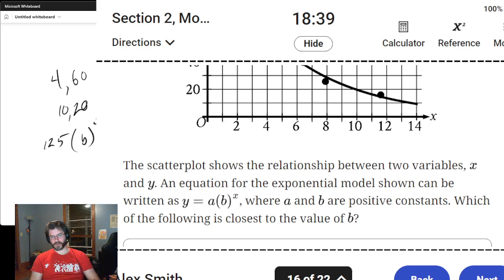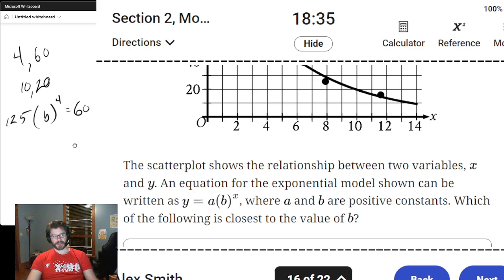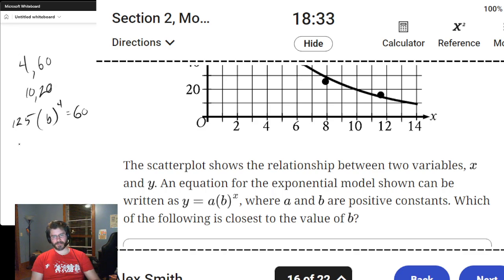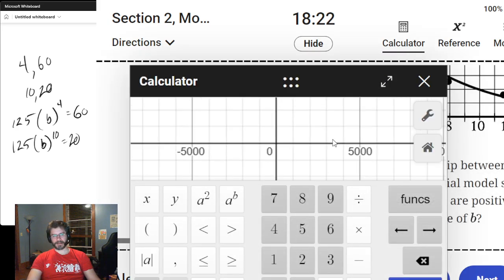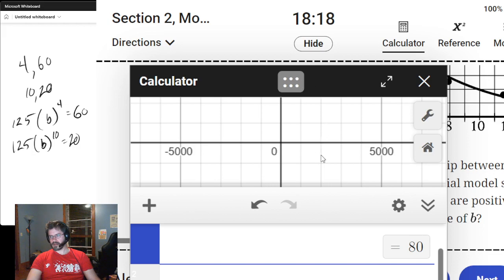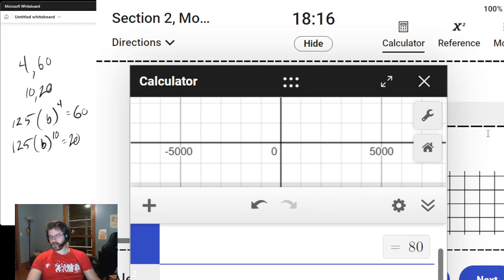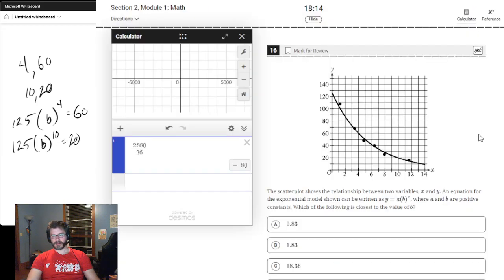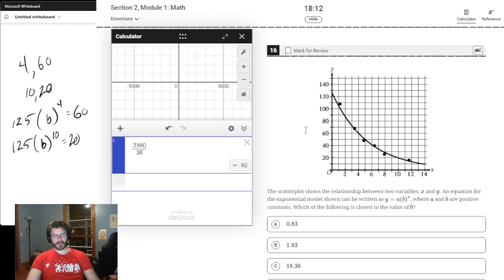b to the 4th equals 60. So showing my work here, make sure that's showing. 125b to the 4th equals 60. 125b to the 10th equals 20. And I'm going to go ahead and pull up Desmos for this one. Zoom out. Can I? There we go. Make it look nicer. Go home.